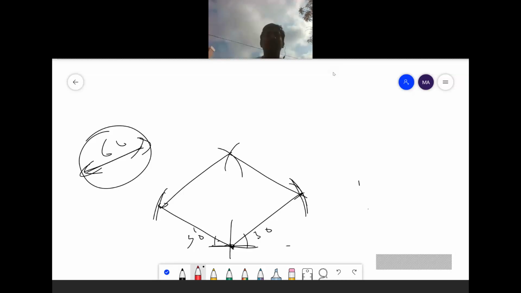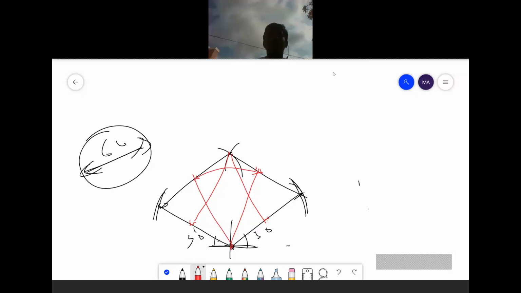After that, I will mark the centers of this side, this side, this side. Mark the 4 centers, and from the top vertex I will join the bottom 2 centers. From the bottom vertex I will join the top 2 centers. After that, I will take this as a center, this as a radius, and draw one arc.